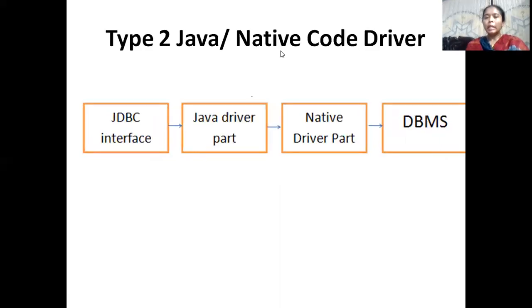Coming to the next type, the Java native code driver, the second type. It explains how it works. This driver uses Java classes to generate platform-specific code, which can be understood only by the DBMS, and the manufacturers of the DBMS provide both the Java native code driver and API classes so that the JDBC component can generate the platform-specific code.